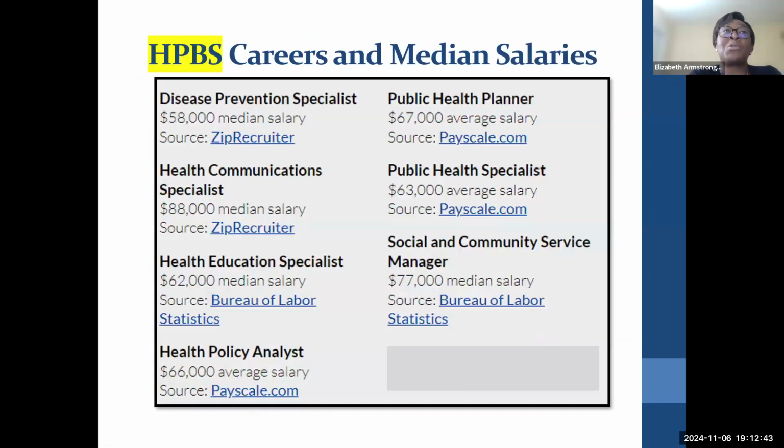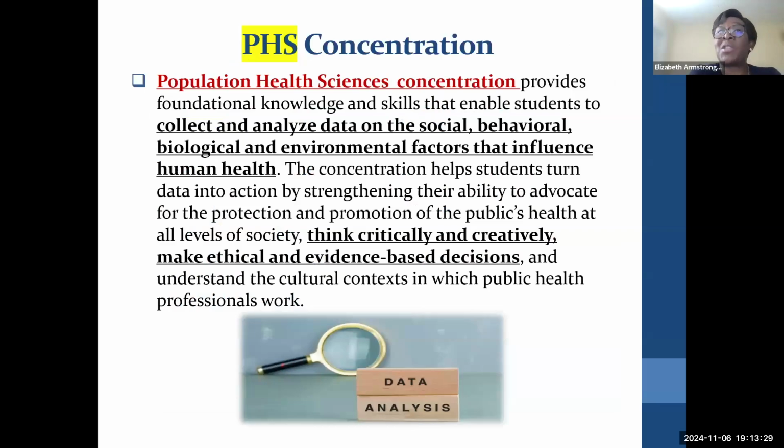I want to spend the next few minutes also talking about potential careers and salaries that students who choose this concentration could attract. Students who choose this concentration could become a disease prevention specialist and earn an average of $58,000 per year, or they could become a communications specialist and earn up to about $88,000 per year, according to ZipRecruiter. This is not according to me, it's according to ZipRecruiter. Or they could become a public health specialist and earn up to $63,000 according to payscale.com, to mention a few. I'm just going to turn it over now to Dr. King to talk to us about population health sciences.